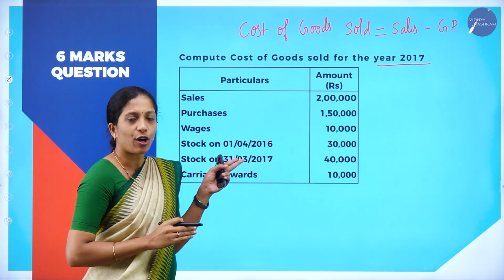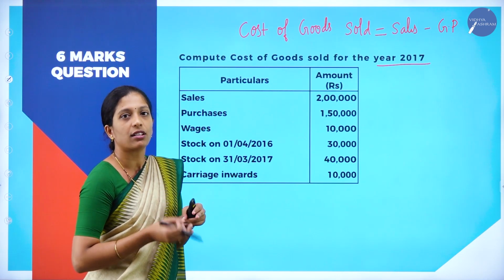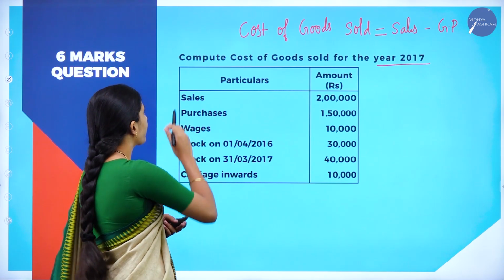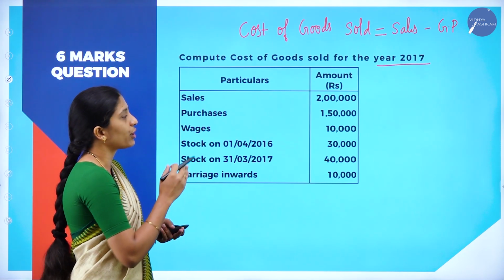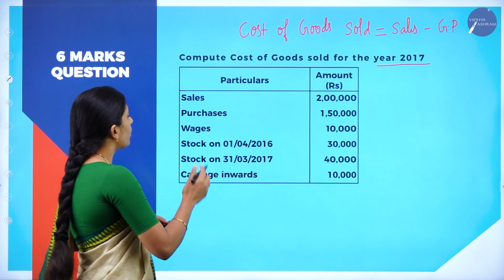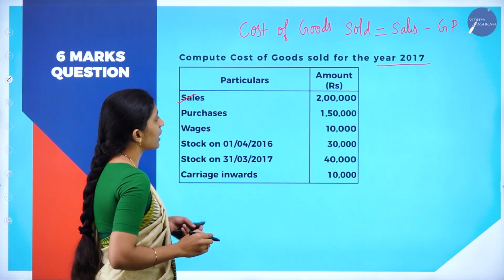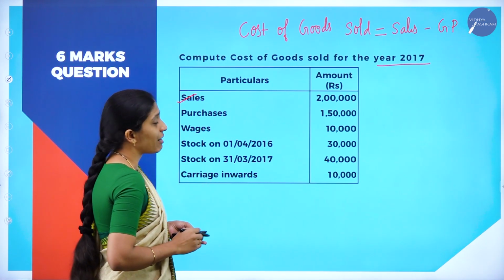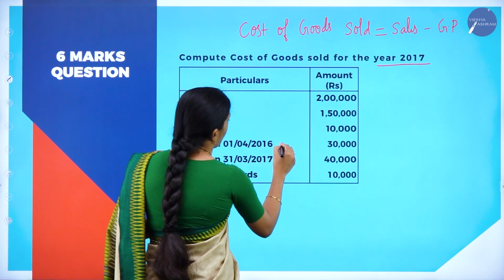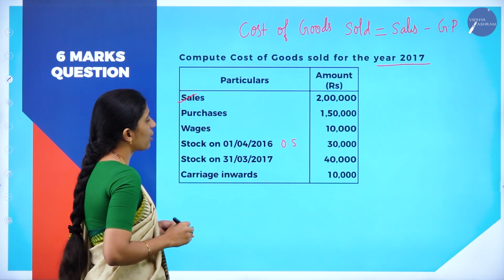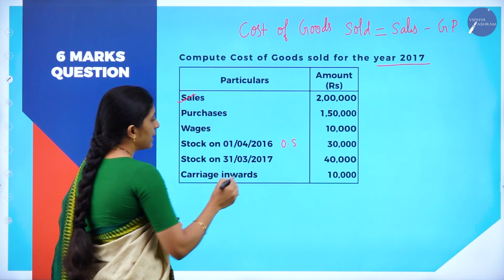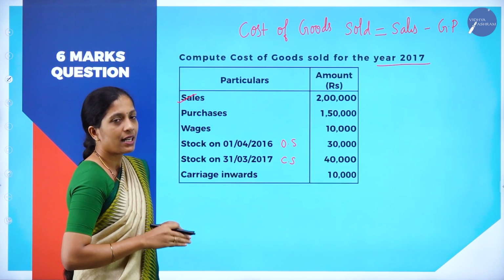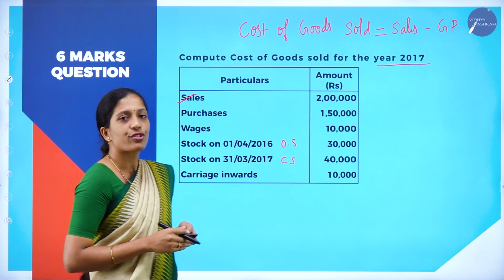Now, let us see a problem. Other than that, you have one more method to calculate cost of goods sold, so let us see both the methods. Compute cost of goods sold for the year 2017. We have sales, and they have given purchases 1,50,000, wages 10,000, stock on 1/4/2016, which means the opening stock. Next, we have stock on 31/3/2017, that is the closing stock. And they have given carriage inward, that is a direct expense. So, let us see how to solve the problem.